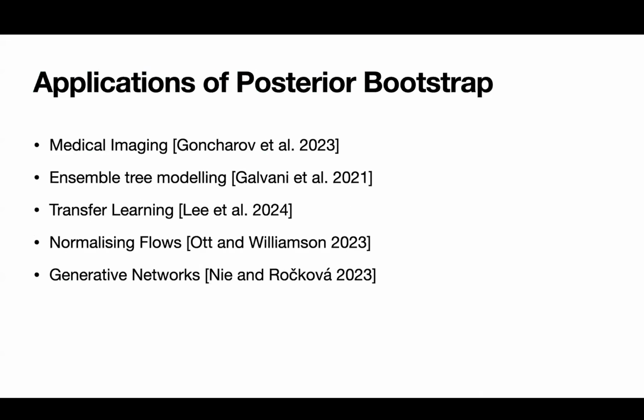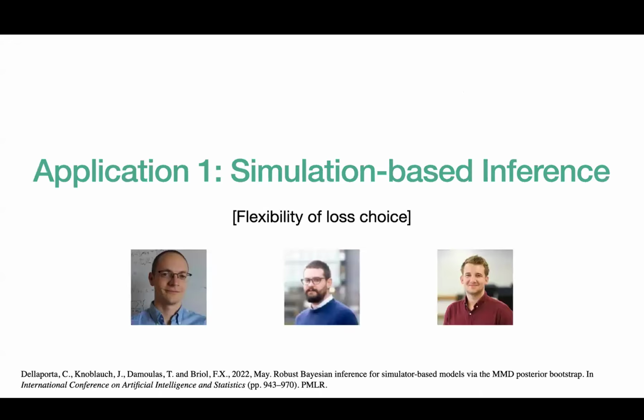So this posterior bootstrap has been used quite a lot over the last few years. I'm going to talk about two specific applications I've worked on. My goal in the first application is to show how you can choose the loss in a way that is appropriate for specific problem settings. Similarly to generalized Bayes, the way you choose your loss can give you nice properties for settings that have very specific requirements.